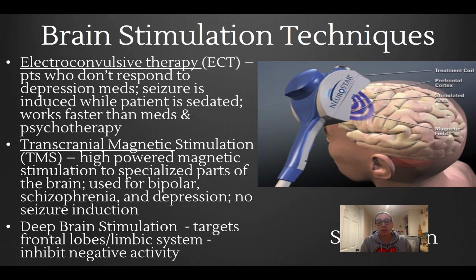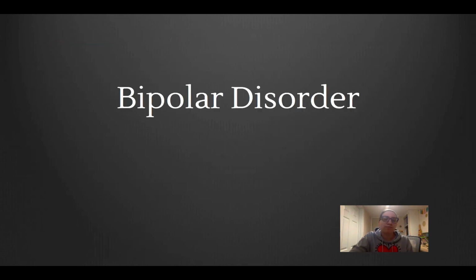Deep brain stimulation is a newer technique that the verdict is kind of still out on. They're still doing research to see, is this in fact better than placebos? It targets the frontal lobes and the limbic system to inhibit negative activity that occurs in those areas of the brain. There is research showing that about 30% of people who have deep brain stimulation respond well to it, but we're still unsure if it's better than a placebo.